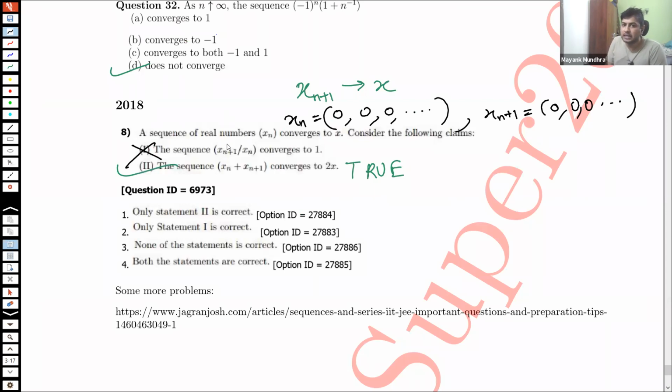So had they in this question mentioned a sequence of positive real numbers, if they would have just added this word positive here, or non-zero, even non-zero would work. Real numbers converges to x, then this would become true. It's a very technical question. Very, very technical.